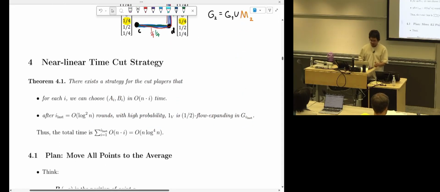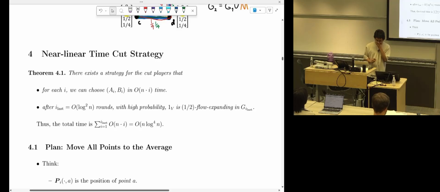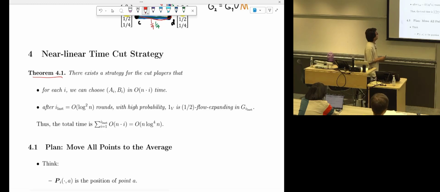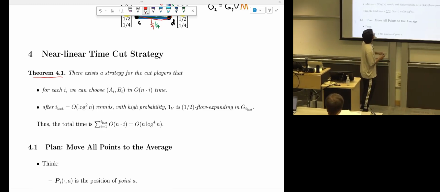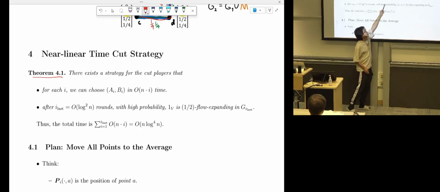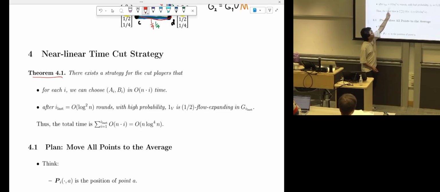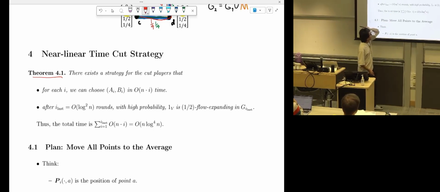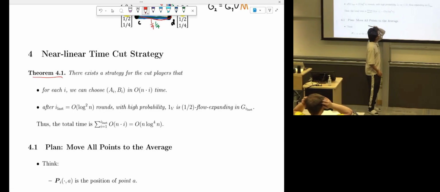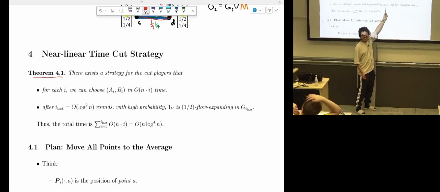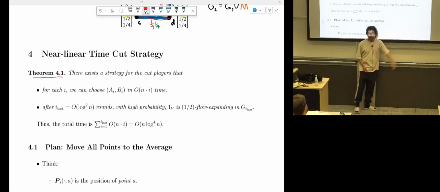Okay, so here is a strategy. Here's really the main theorem. What we're going to do is in each round choose Ai, Bi of size something like Ni, and there's going to be just log square rounds. And at the end of log square rounds, the Pi that we route is going to look like a product demand of this R1 vector. Which means that this R1 vector here will be flow expanding.